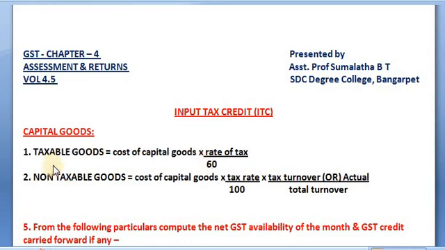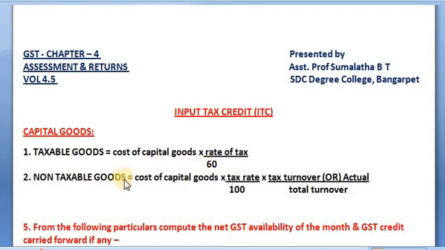And you have to be very clear, if it is taxable capital goods, I have already told this formula has to be applied: cost of capital goods into rate of tax divided by 60. That 60 I have already told: the life of the capital goods we assume as 5 years. If you divide those 5 years into installments, you get 60 installments.